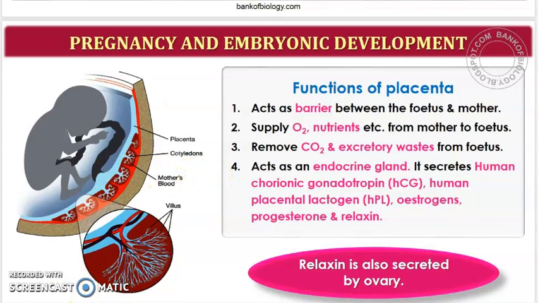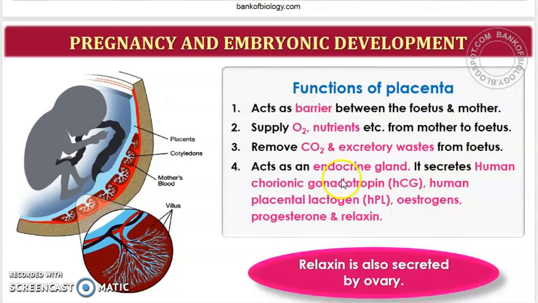Okay, and it also acts as an endocrine gland, and it secretes human chorionic gonadotrophin. Okay, and then it also produces human placental lactogen and estrogen, progesterone and relaxin. So these are the hormones which are produced by the placenta.